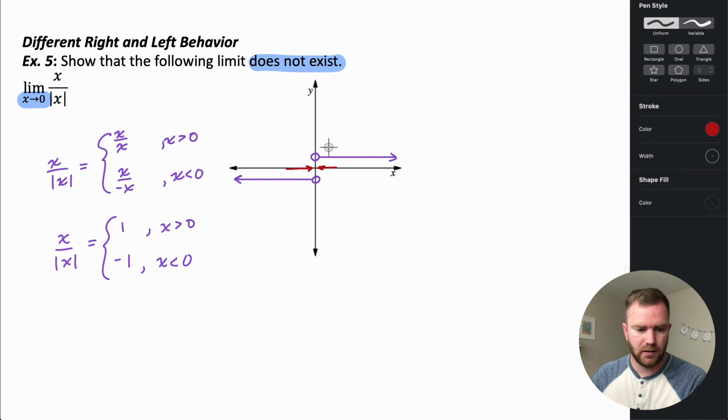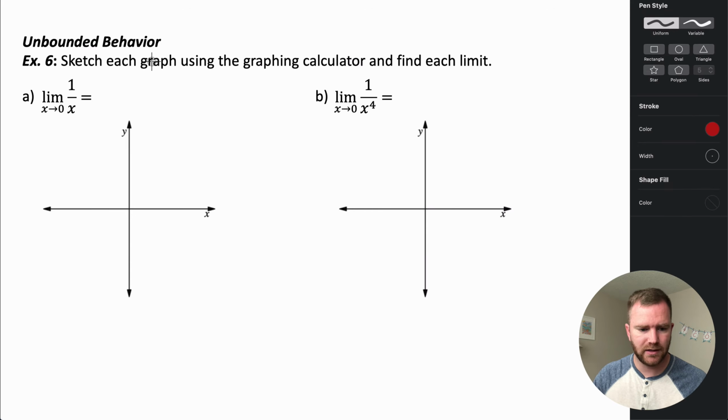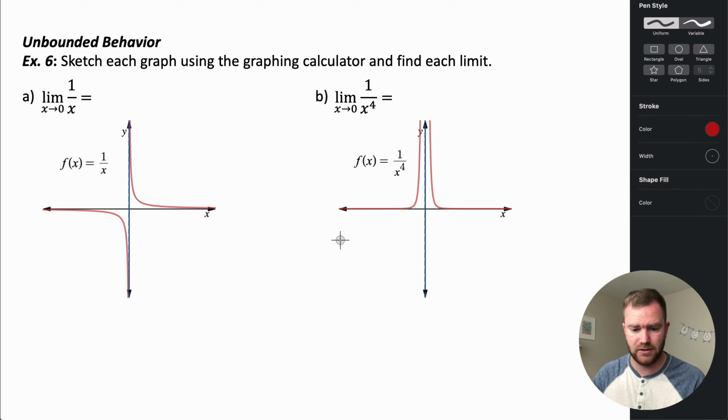Okay. So let's go ahead and take a look at this next example here. This says sketch each graph using a graphing calculator and then find each limit. If you recall 1 over x, that's the graph that looks something like this, right? And then 1 over x to the fourth is, because it's a fourth degree, it's always positive, so it's going to look something like this. So if you were to plug them into your graphing calculator, you'd get these graphs. This is the graph of 1 over x, and then this is the graph of 1 over x to the fourth.